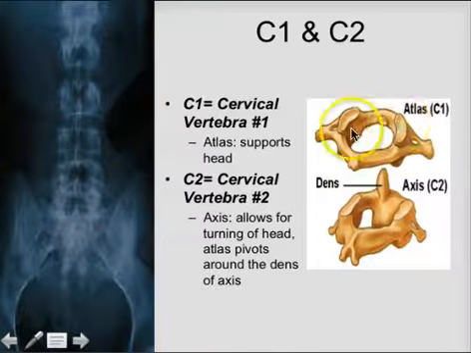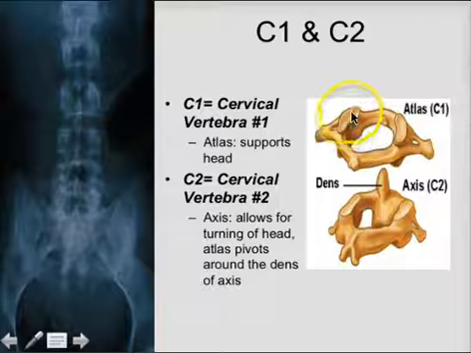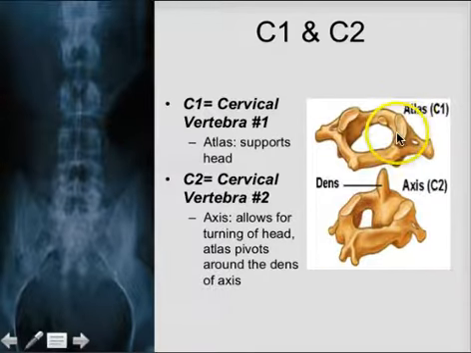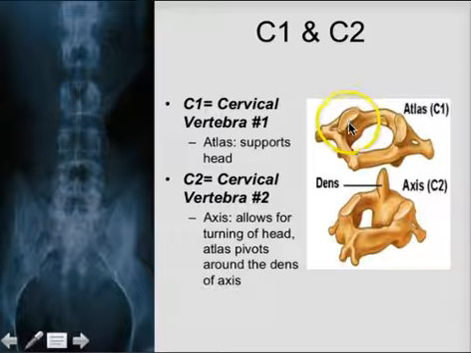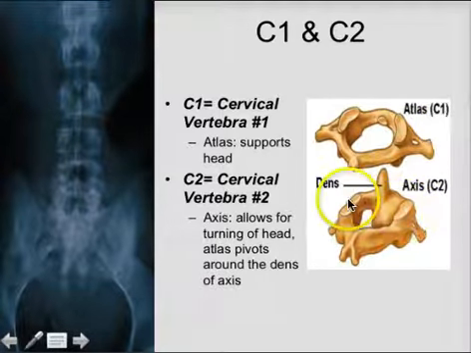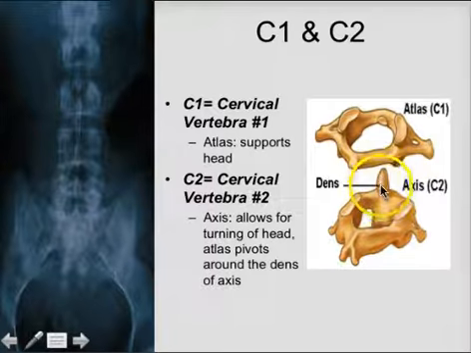This is the superior articular facets of the atlas, and what happens is the condyles of the occipital bone of your skull rest directly on top of this. And so that's why we say the atlas holds up your skull. This cervical vertebrae, C1, sits directly on top of C2. Here are the superior articular facets for C2. C1 drops right on top of that, and C2 has this projection called a dens.